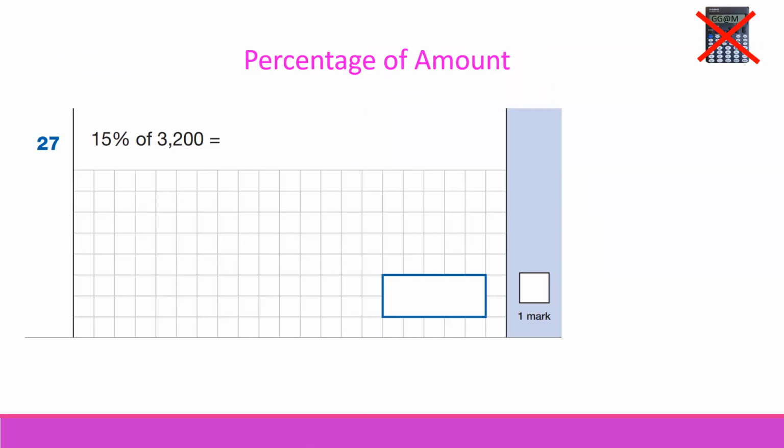In this question, we're going to be looking at finding the percentage of an amount. In this question, we have got to find 15% of 3,200. You need to write your answer in the box provided, and this will give you 1 mark.